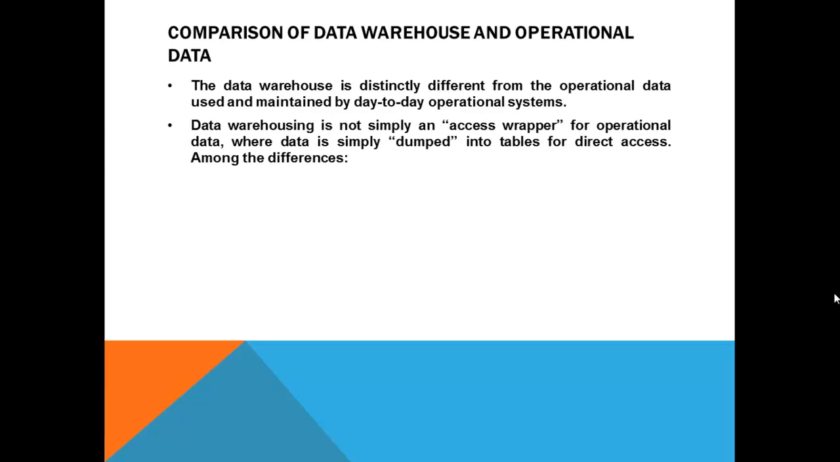So a data warehouse is not simply an access wrapper for operational data, where data is simply dumped into tables for direct access. So what we are telling is a data warehouse is not simply dumping data. That is where we had yesterday's and today's session, right? It is not just about moving data from source to target. You will have to model it properly. You will have to cleanse it, transform it, standardize it, consolidate it before you move it into the data warehouse, and also model it. The source schema is in a normalized form, whereas the target schema is in a denormalized form. That's where you are trying to put the data into the data warehouse.